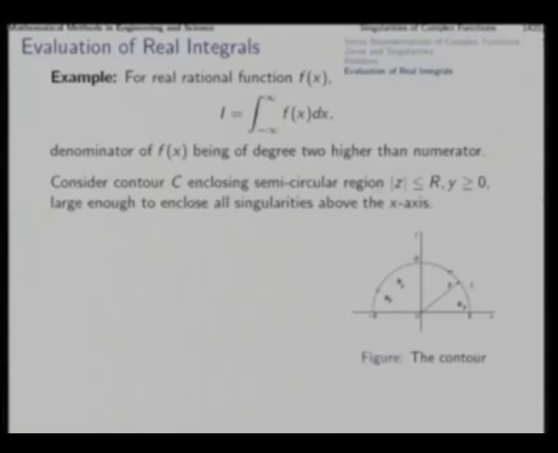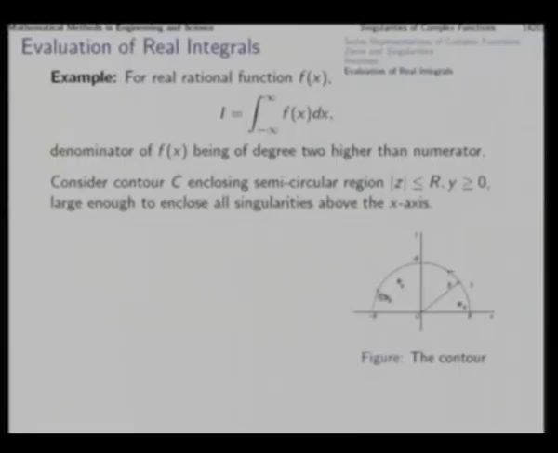What we do? We consider a contour C enclosing this semicircular region, minus r to r along the real axis, and then along the semicircular path back here. Now, this will give us the semicircular region as the contour. So, this region is mod z less than or equal to r, that is inside the circle, and y greater than or equal to 0, that means above the real line. So, this semicircle, and we should consider the initial contour large enough to enclose all singularities which are above the real line. Okay.